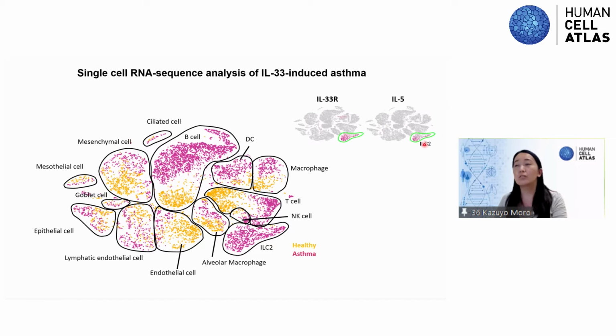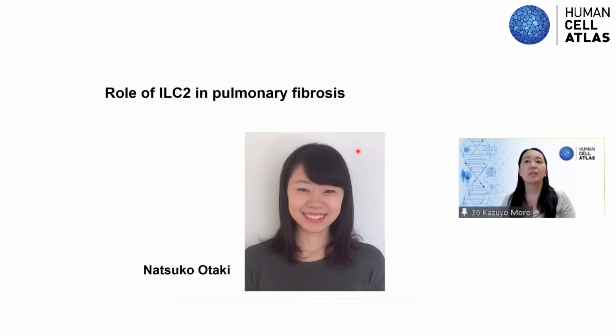Even though ILC2 is producing IL-5, and IL-33 expression is clearly high in ILC2, this is kind of a big stress for us that we cannot detect eosinophils by single cell RNA sequence. So hopefully in discussion time, I would like to have some discussion about why we cannot detect eosinophils by single cell RNA sequence analysis. So let's move to today's topic.